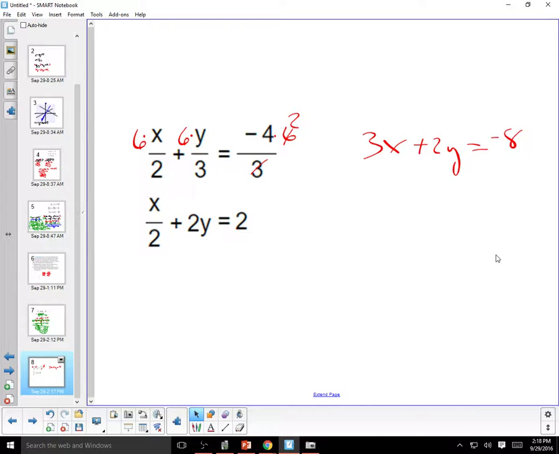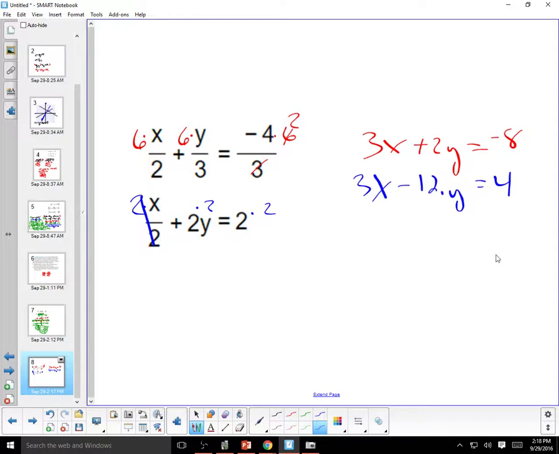Denominator in the bottom is a 2, so times 2, times 2, times 2. That makes 1x plus 4y is equal to 4. What do you want to get rid of? Okay, so this is going to become times 3. 3x, 12y. It's an extra 3, right? Negative 12y, and negative 12. Right?